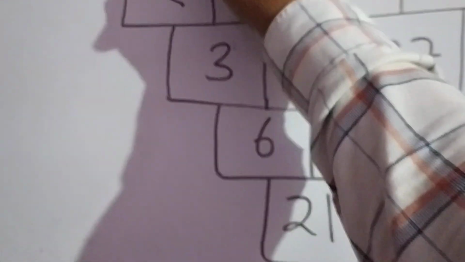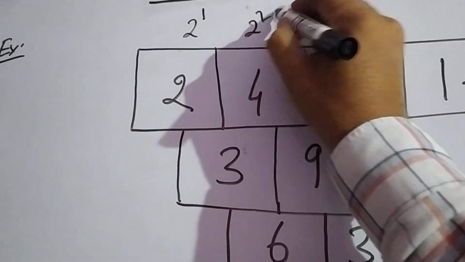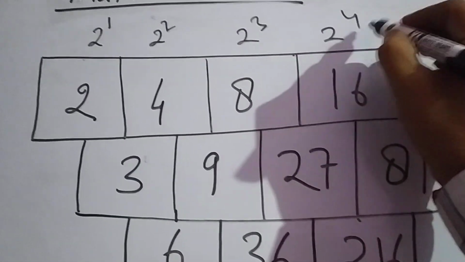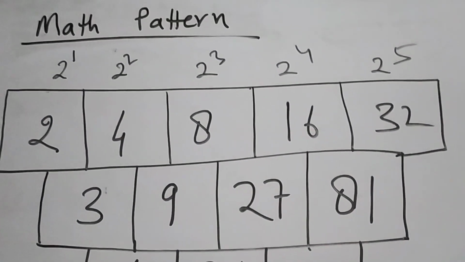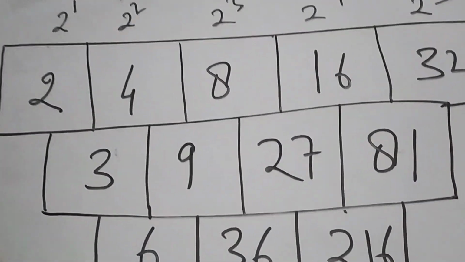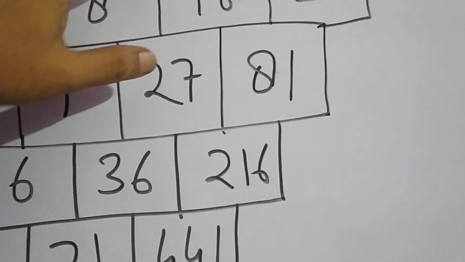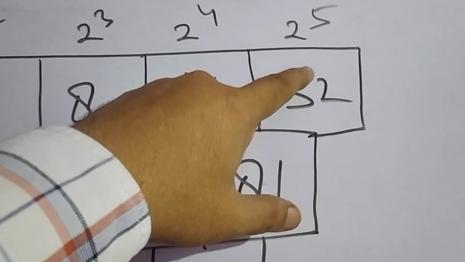Suppose it can be written as 2 raised to power 1, 2 raised to power 2, 2 raised to power 3, 2 raised to power 4, 2 raised to power 5. It's okay. 2 raised to power 1 is 2, 2 raised to power 2 is 4, 2 raised to power 3 is 8, 2 raised to power 4 is 16, 2 raised to power 5 is 32.